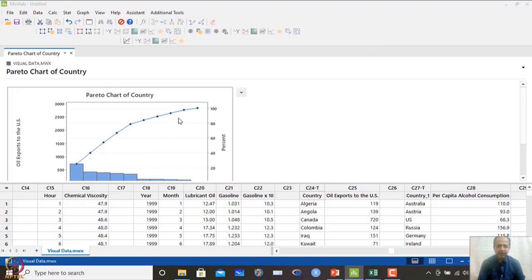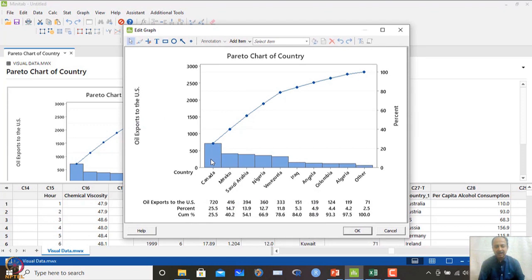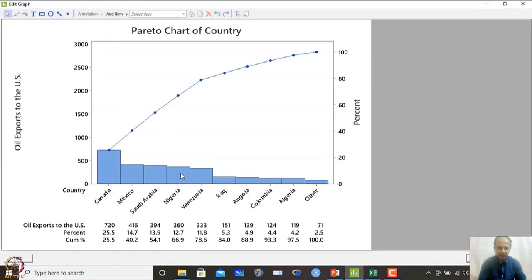When you click OK, you will see this type of graph, where from the highest value to the lowest value, in descending order, it will show. So, Canada, and it will also show you the contribution. Canada is contributing about 25% of the exports. Value is given, percentage is given, and cumulative percentage is given also. What is cumulative percentage? That means Mexico and Canada combined, how much are they contributing? About 40%. Then Mexico, Canada, Saudi Arabia, it is about 54%. The cumulative percentage will also be given over here, and the overall total will be 100 anyway. This is the cumulative percentage axis that you see over here.